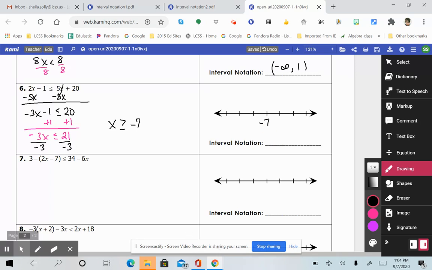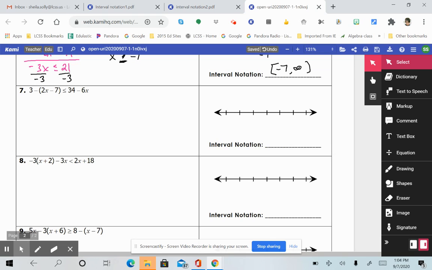So we have negative 7, and because of the equal to here, we have a filled circle. The variable's on the left, so we can shade the direction that arrow is pointing. So it's approaching infinity. And close, remember that it's a bracket at a filled circle, always a parentheses for infinity. So to write it in interval notation, it's bracket negative 7 comma infinity, parentheses, meaning all of the numbers from negative 7 to infinity, including negative 7 itself.